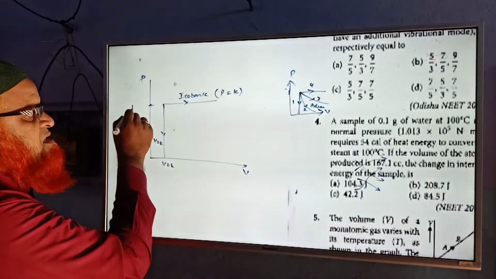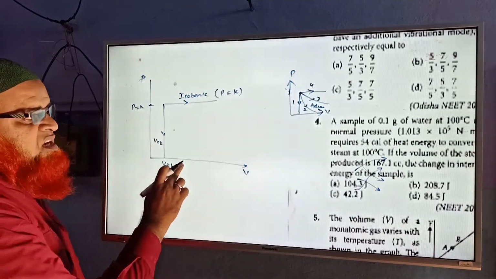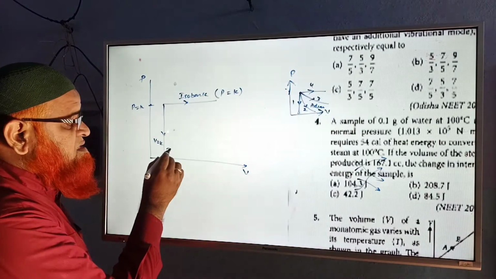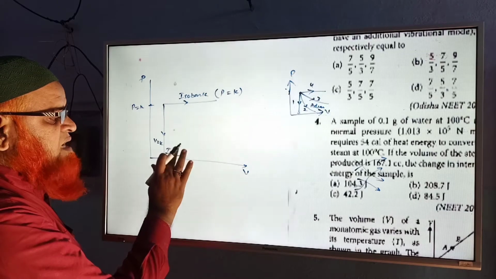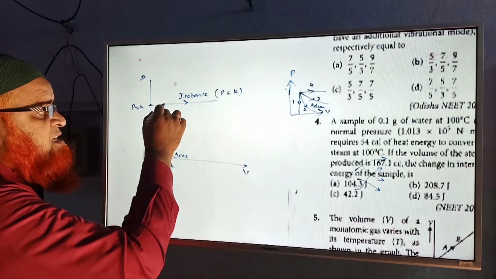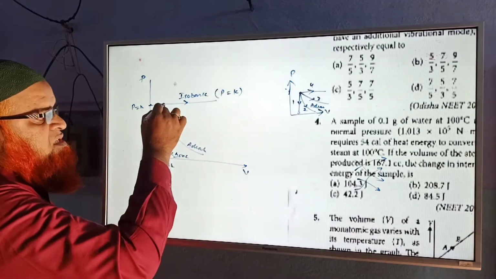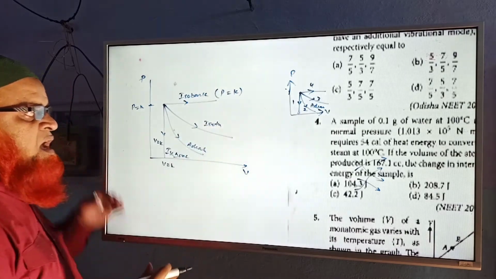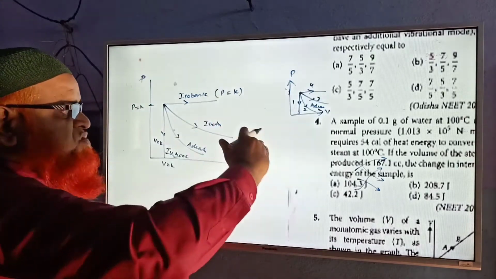Here the volume is constant. So when V is constant, what type of process is it? Isochoric. This is isobaric, this is isochoric, this is adiabatic, and this is isothermal. Isobaric, isochoric, adiabatic, and isothermal.